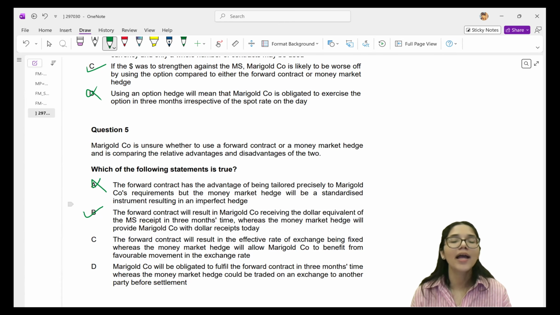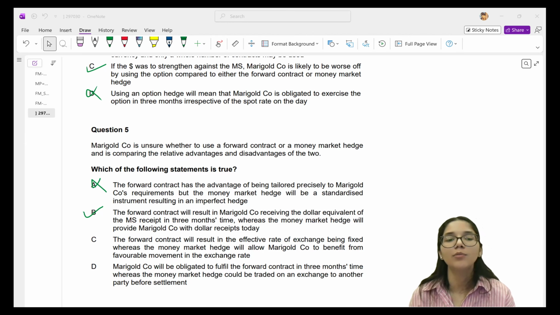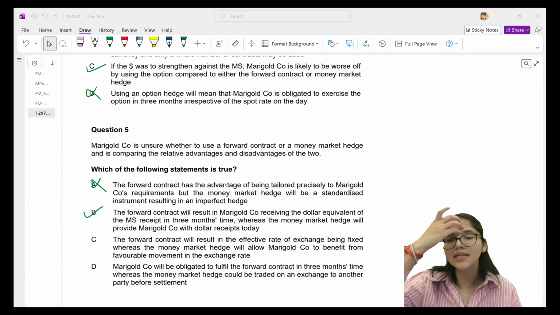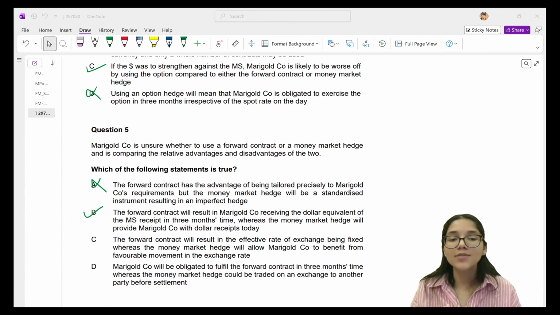Now let's also see why statement C and D are incorrect. Statement C tells you that the forward contract will result in the effective rate of exchange rate being fixed, whereas money market hedge will allow Marigold Company to benefit from the favorable movement in the exchange rate. So guys, what do you think? First half of the statement, you agree? Forward contract, we will be able to fix the rate today. You agree with the first half of the statement C? Yes, we do. But what is problematic?